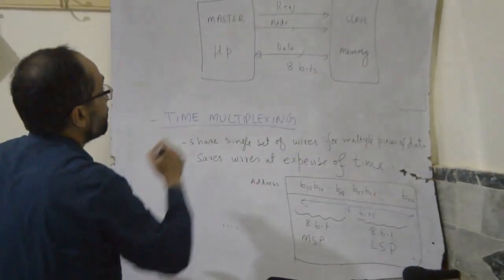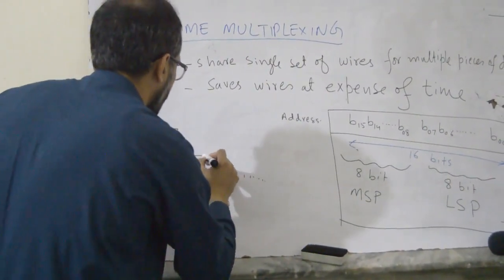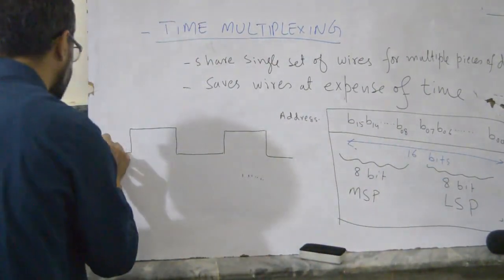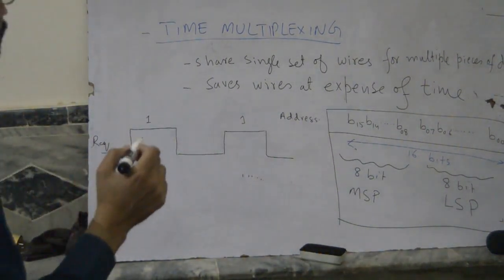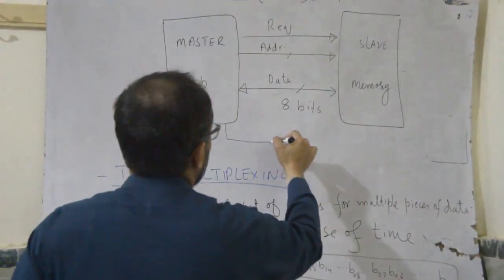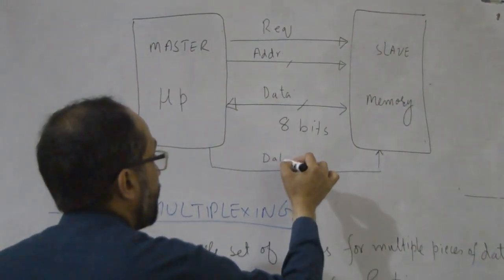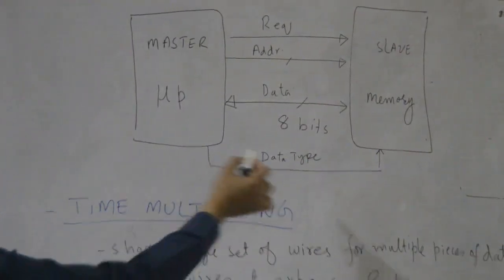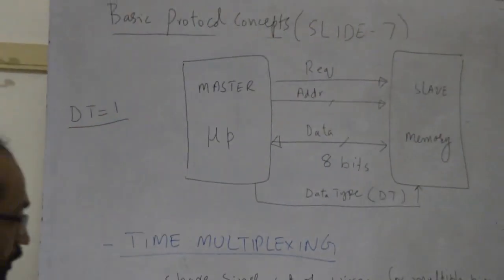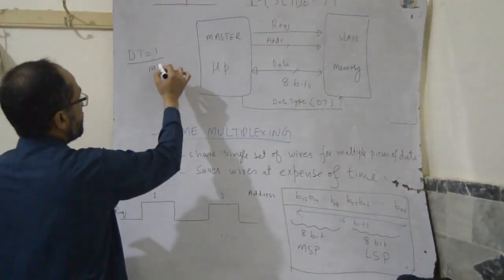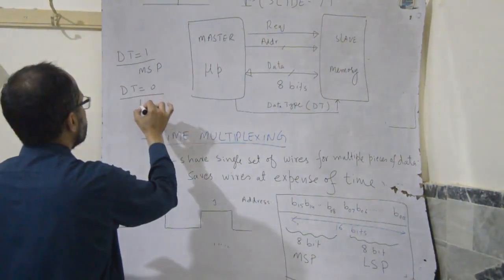So now let's assume, in this example the microprocessor will make a request. So now the request is 1. If this is a request signal, the microprocessor makes a request, this request is 1, it is active. So the microprocessor makes a request and it will send an additional control signal, data type, DT. If DT is 1, it means that the microprocessor will read the most significant part, MSP, and if DT is equal to 0, the microprocessor will read the least significant part.